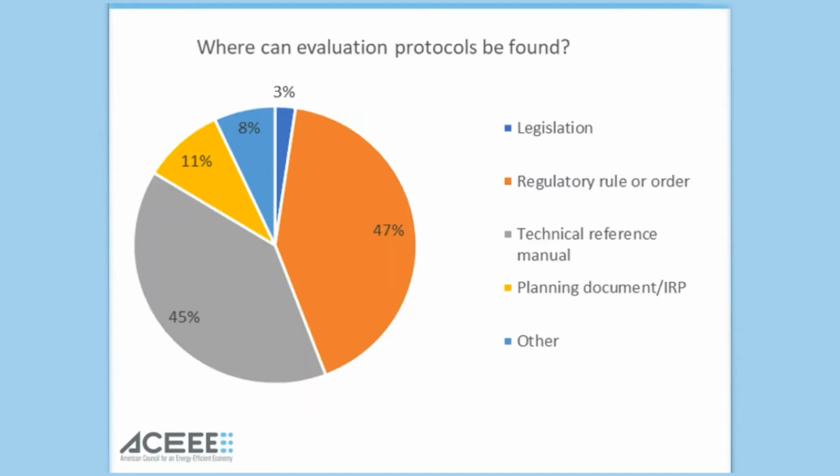And where can those protocols for evaluation be found? In other words, what guides or guidelines are in place? Not surprisingly, not too many in legislation, but it's mostly in the regulatory domain. So whether it's a regulatory rule or order, there's just slightly less than half, and then also slightly less than half the technical reference manual, 45% there. So those are clearly related.